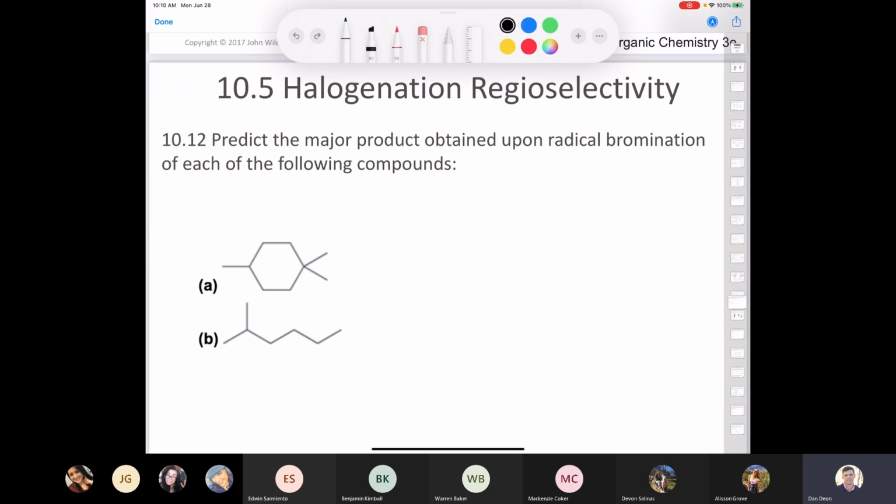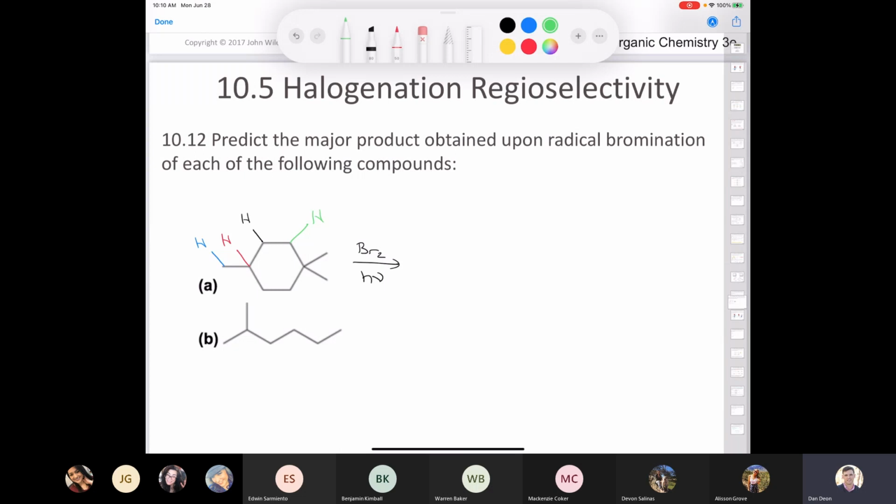What's going to happen if you treat this with radical bromination conditions? So we'll say bromine and light. What is going to happen? I'm going to label a couple of protons here. Let's say we get this proton in black, this proton in blue, this proton in red, and let's take this one in green. Could anybody tell me where bromination is going to occur? Which proton? Yes, absolutely. 100%.